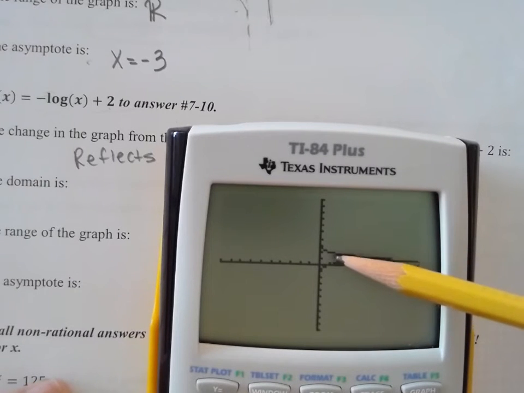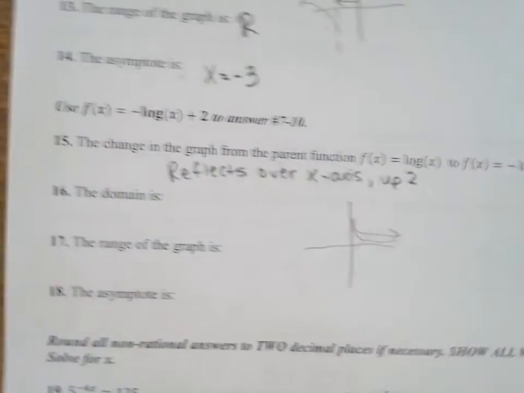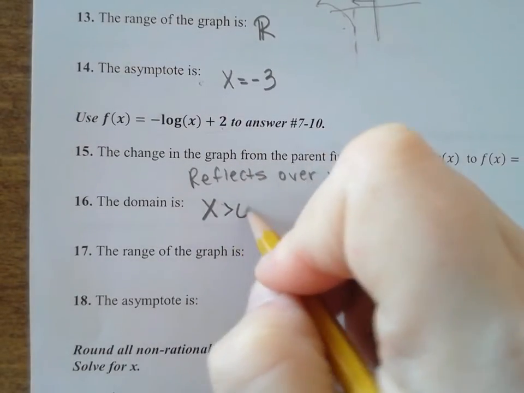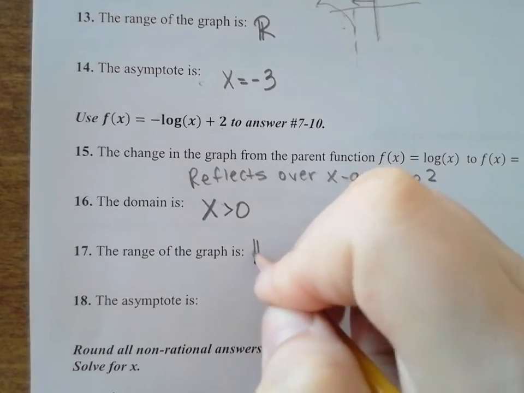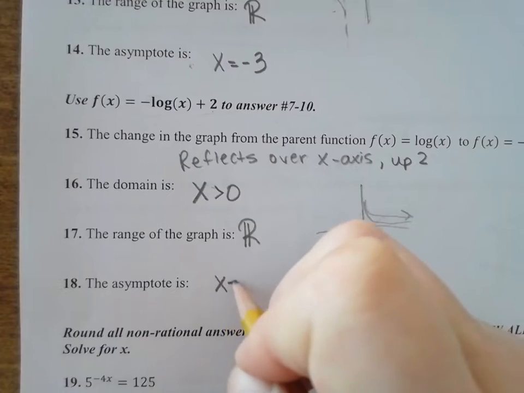So again, my domain, the furthest it's going to go is to my asymptote, and it's going to go forever to the right. So domain is, as it should be, because we didn't move any left or right, greater than 0. Range is always all real numbers, and the asymptote didn't move any left or right, so it's still the line x equals 0.